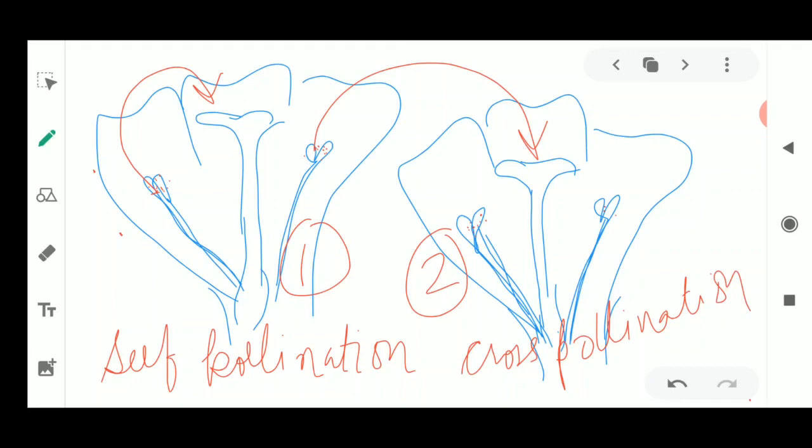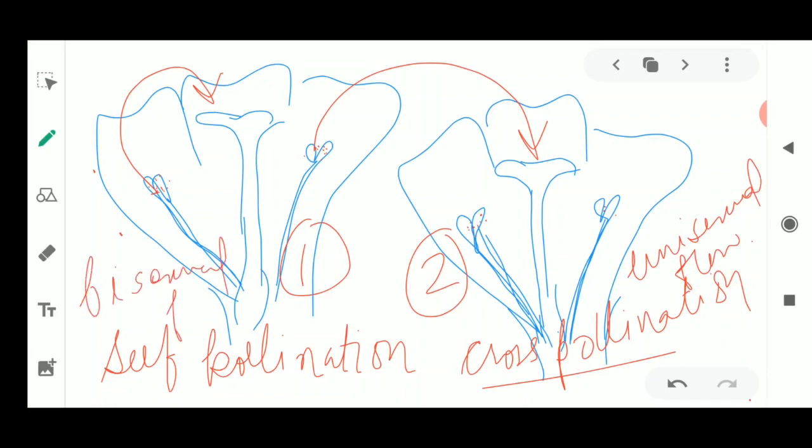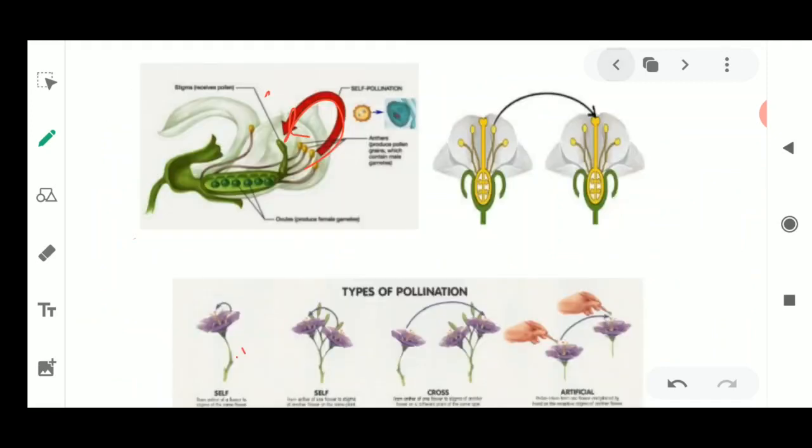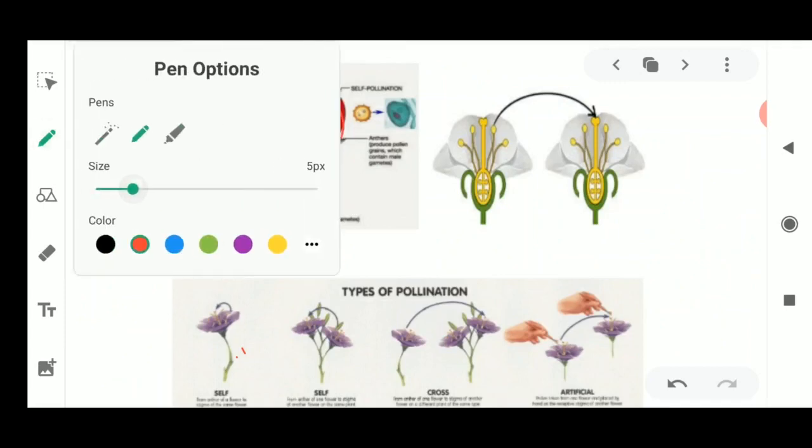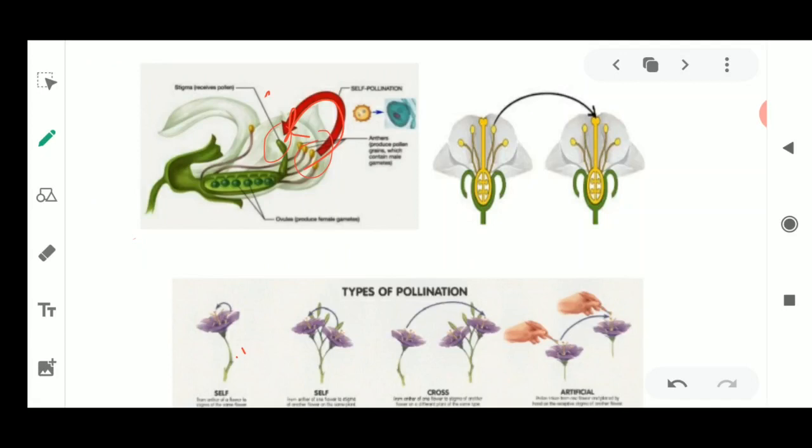Just remember that cross pollination will always take place in the unisexual flower, and self pollination takes place in the bisexual flower. Now why? The reason is very clear. In a bisexual flower, both the reproductive parts are present on the same plant, here also and here also. Now what happens in the next case? In cross pollination, both the parts are present away from each other.